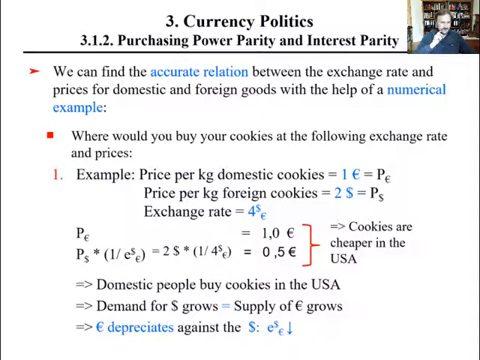As a result, the currency that is supplied depreciates against the currency that is demanded, the dollar. So the exchange rate of dollar per euro would decrease. This means, however, that an exchange rate of $4 for 1 euro cannot be an equilibrium exchange rate. So this is a numerical example for a situation where the foreign exchange market cannot be in equilibrium given these prices and this exchange rate.